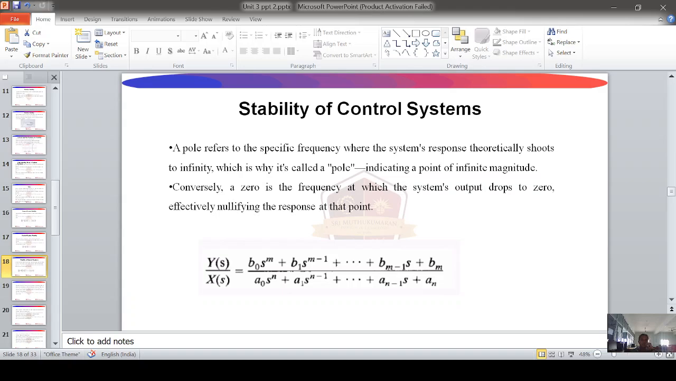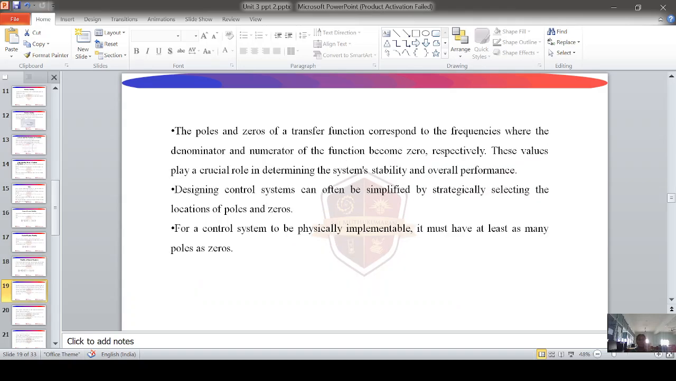Stability of control systems. A pole refers to the specific frequency where the system's response theoretically shoots to infinity, which is why it is called a pole, indicating a point of infinite magnitude. Conversely, a zero is the frequency at which the system's output drops to zero, effectively nullifying the response at that point. So poles and zeros of a transfer function correspond to the frequencies where the denominator and numerator of the function become zero, respectively. These values play a crucial role in determining the system stability and overall performance.